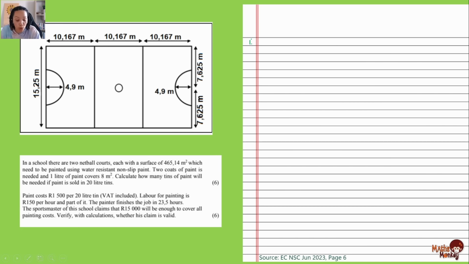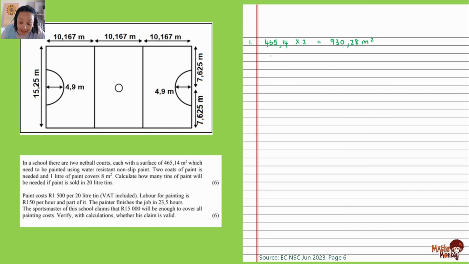One netball court has got a surface area of 465.14, and because we are painting 2, I'm going to take that and multiply it by 2. So we've got 2 netball courts that we're painting, and so the surface area of the 2 netball courts is 930.28 meters squared.